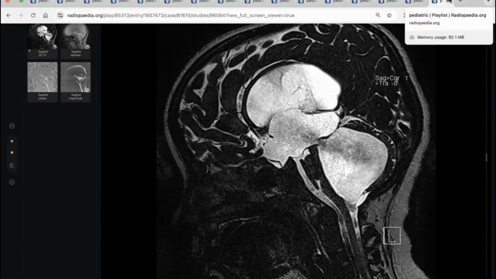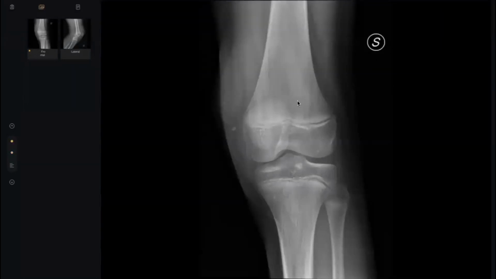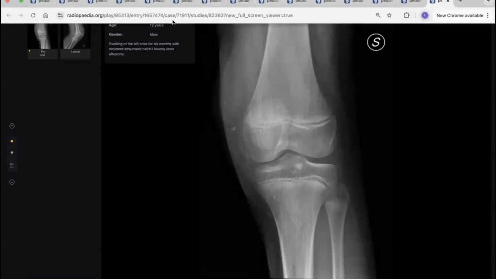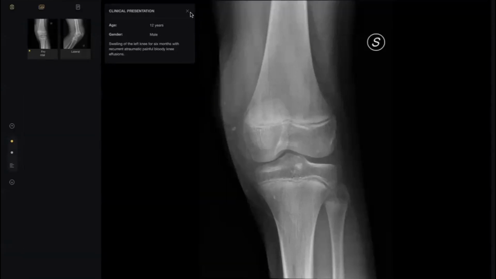Next candidate. Hello, doctor. Hello, welcome. Case control, please. Yes, hello, doctor. Yes, welcome. Okay, so I've requested the case control. A 12-year-old male patient presented with swelling of the left knee. Okay.